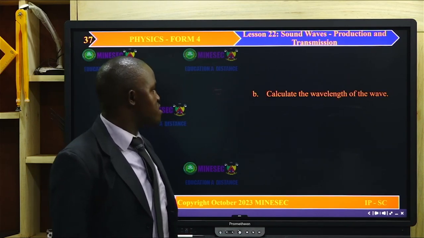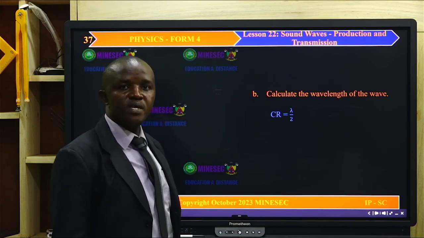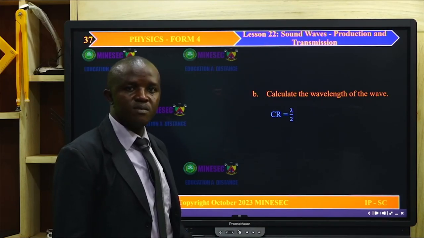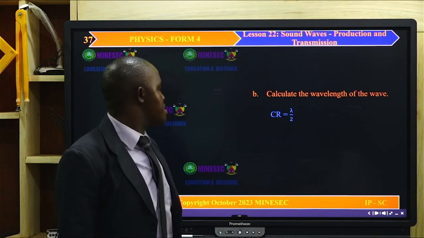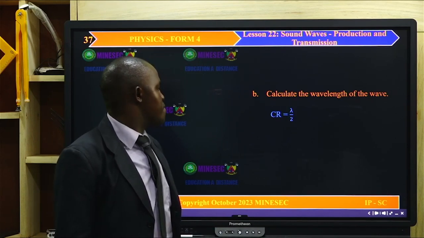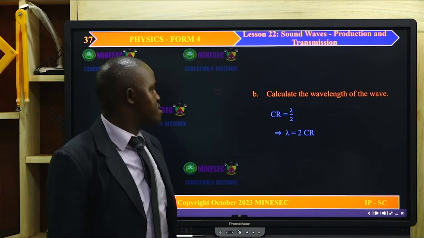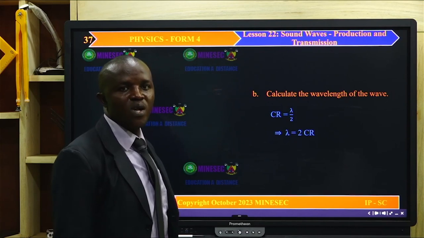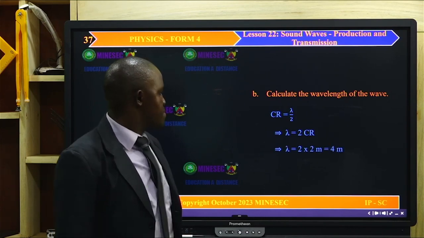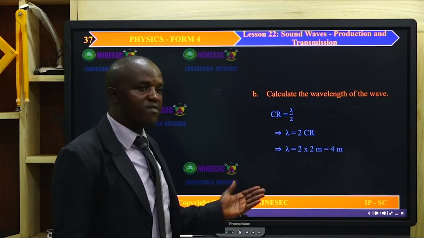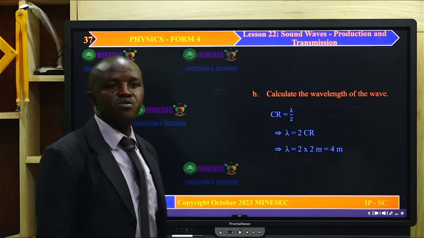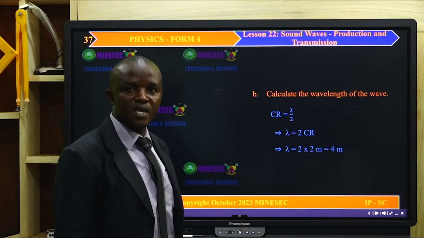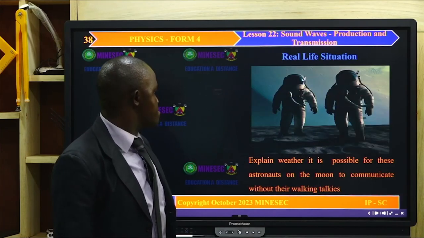Now calculate the wavelength of the wave. We learned that the distance between one compression and the next rarefaction is actually half a wavelength, which means that the wavelength is equal to 2 times the distance from one compression to a rarefaction. In that case, we have our wavelength as 2 times 2 meters. That gives us 4 meters as the wavelength of the wave in this particular situation.